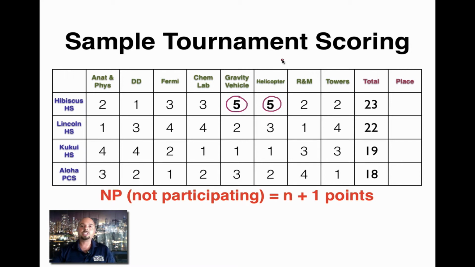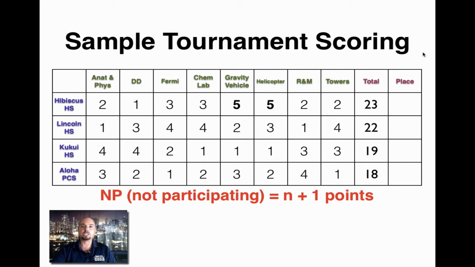Now, they don't get a score of 0 because 0 would lower their overall score. Instead, they get a non-participating score of n plus 1, where n equals the total number of teams participating in their division. Since we have 4 teams, Hibiscus High School, Lincoln High School, Kukui High School, and Aloha PCS, their non-participating score is going to be n plus 1, or 4 plus 1, which is 5. So we add on those additional points, and again, Aloha PCS would be in first, Kukui High School in second. Lincoln now would be in third, with Hibiscus High School in fourth place.